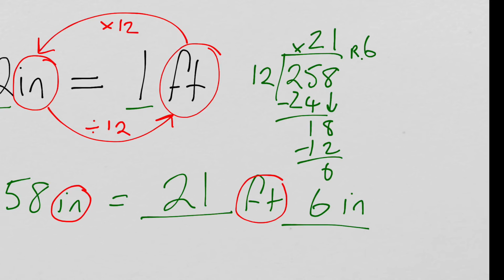And that's how we do it. We don't make a decimal. We don't say 21 point something feet. We say feet and inches, 21 feet 6 inches. If there was no remainder, it would just be the feet. Right? So that's how you do your conversion.